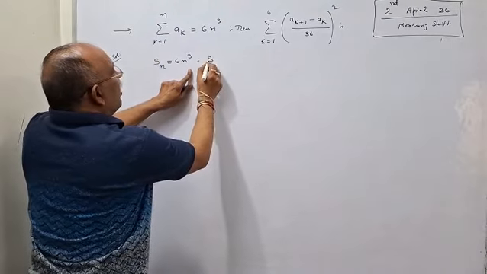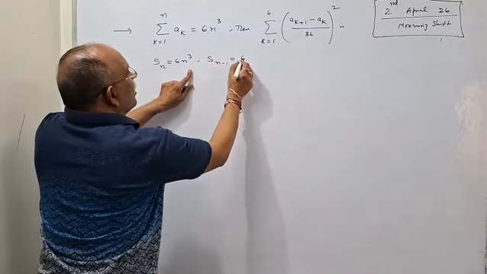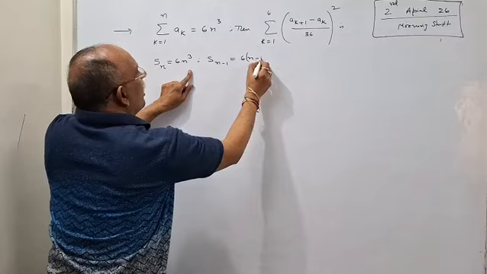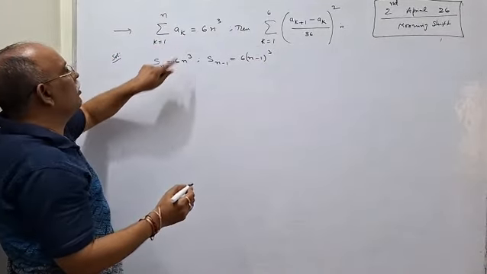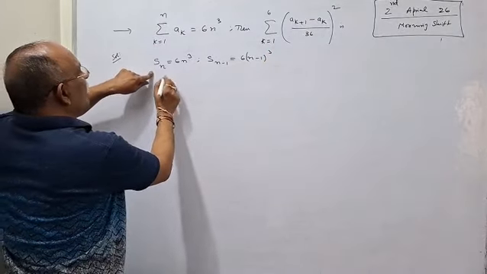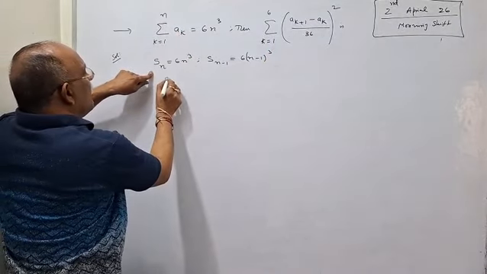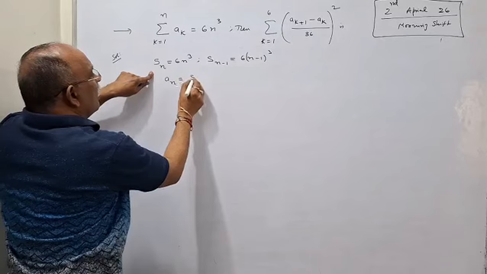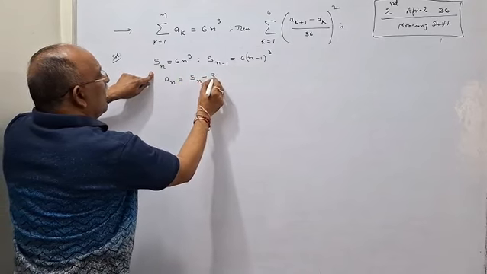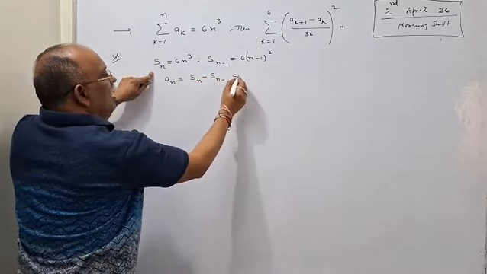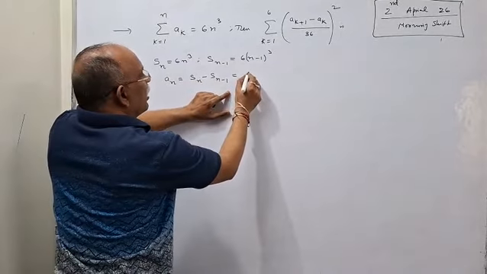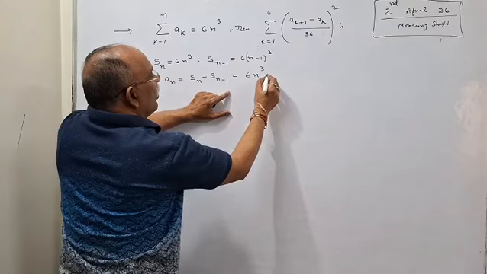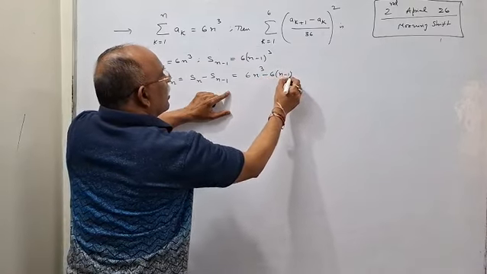Then, what is sum of n minus 1 terms? 6 of n minus 1 whole cube. Suppose if you need the nth term, we have to represent the nth term as an. An is always equal to sum of n terms minus sum of n minus 1 terms. What you get? 6n cube minus 6 into n minus 1 cube.